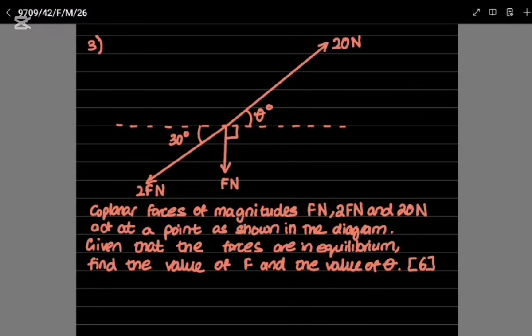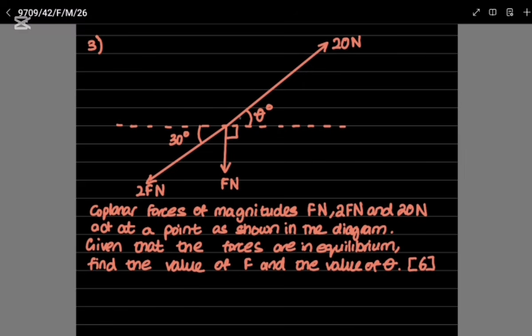Alright, question number 3. Coplanar forces of magnitudes F Newton, 2F Newton, and 20 Newton act at a point as shown in the diagram. Given that the forces are in equilibrium, find the value of F and the value of theta. We have a force of F newtons acting vertically downwards, but the other two forces act at an angle of theta or 30 degrees. So we have to resolve them.